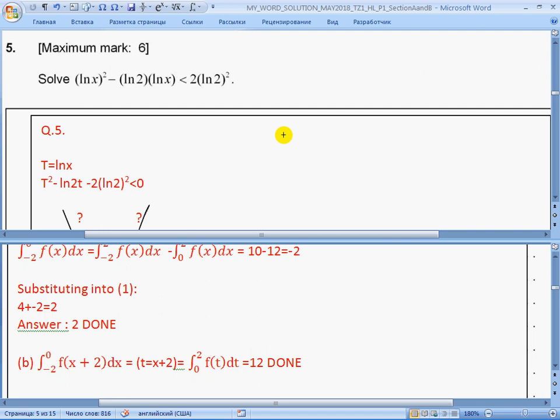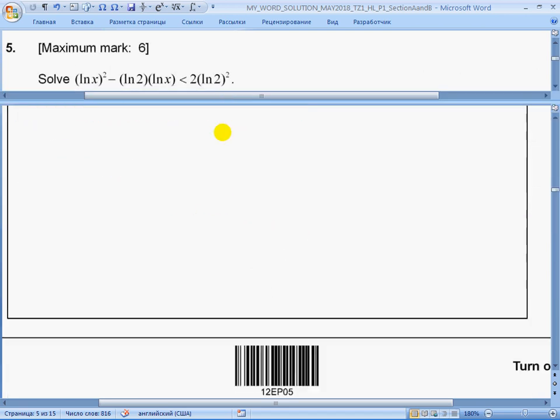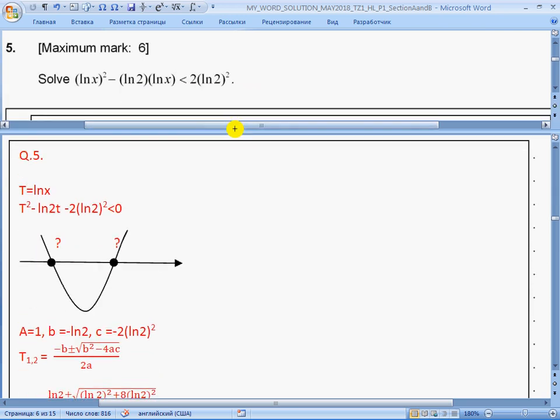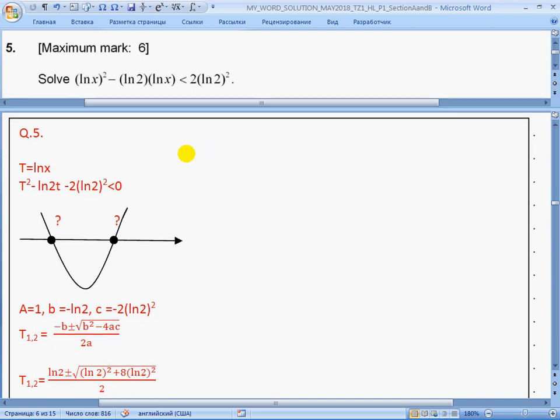Question 5. To simplify, we should solve an inequality. I decided to introduce a new variable t equals logarithm x. As a result, I have a quadratic function that should be less than 0. So the graph will be an upright parabola because the coefficient is plus 1. And we should find these 2 points, the roots of this quadratic equation.